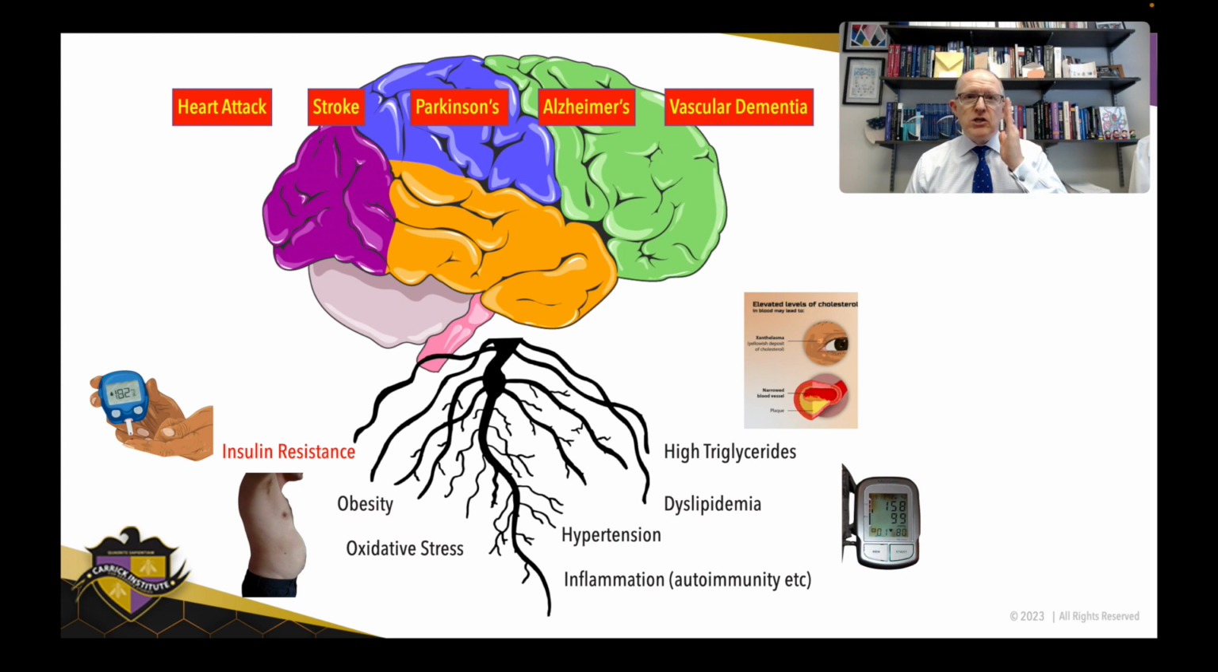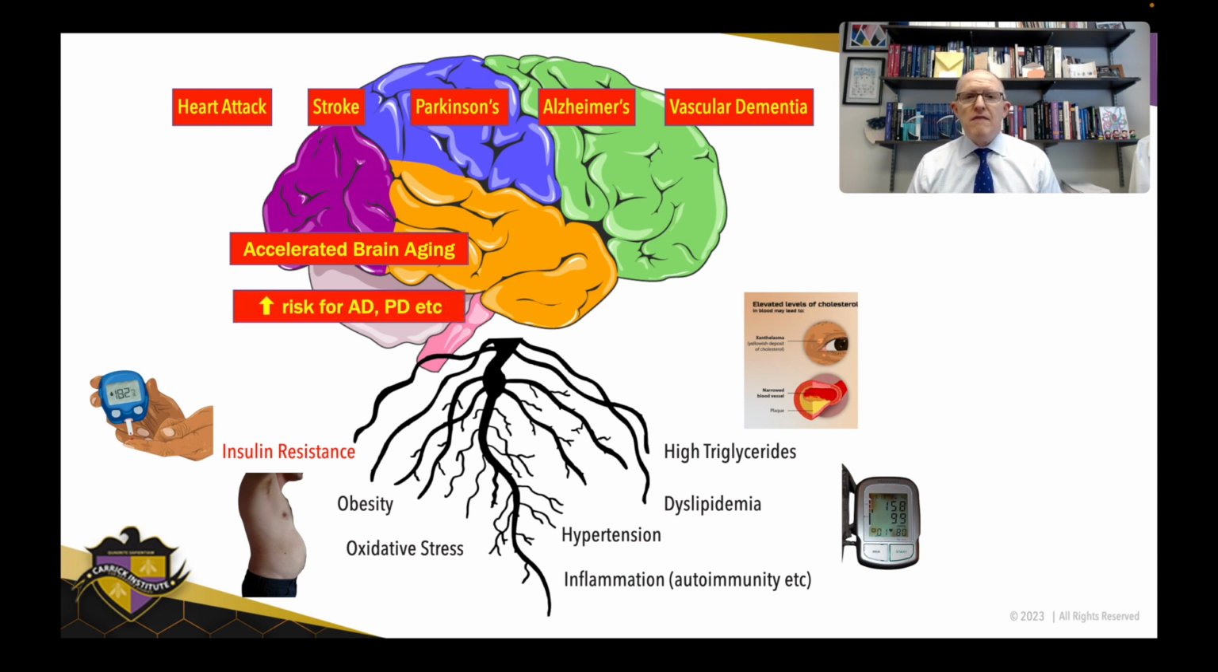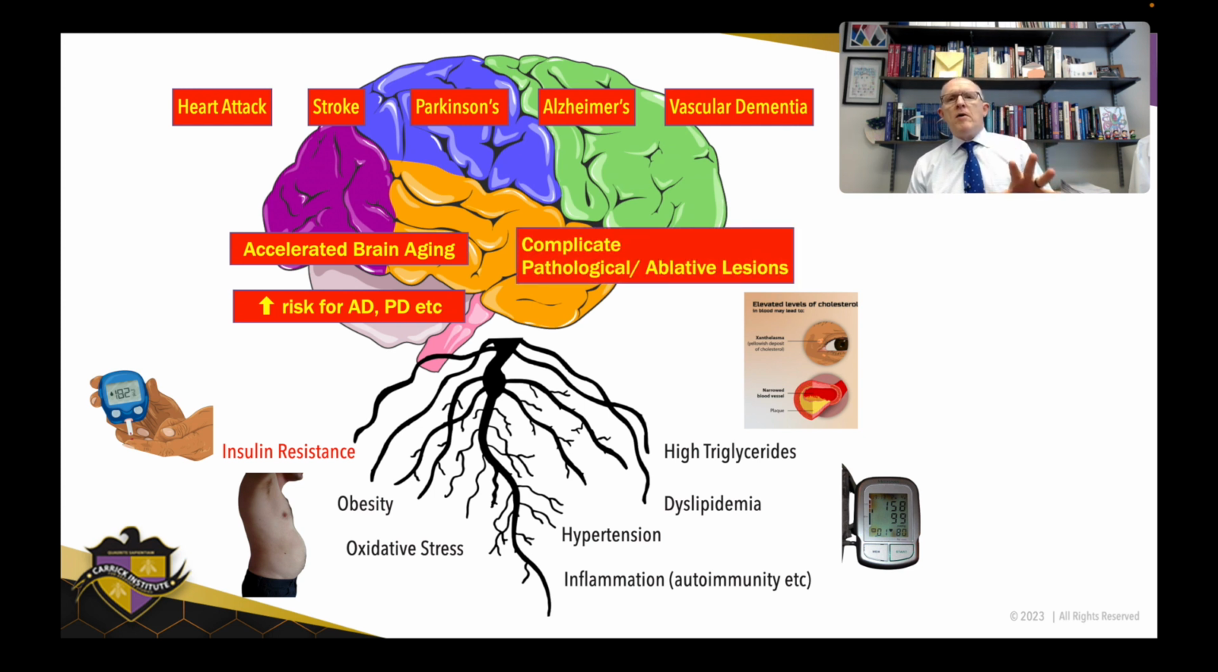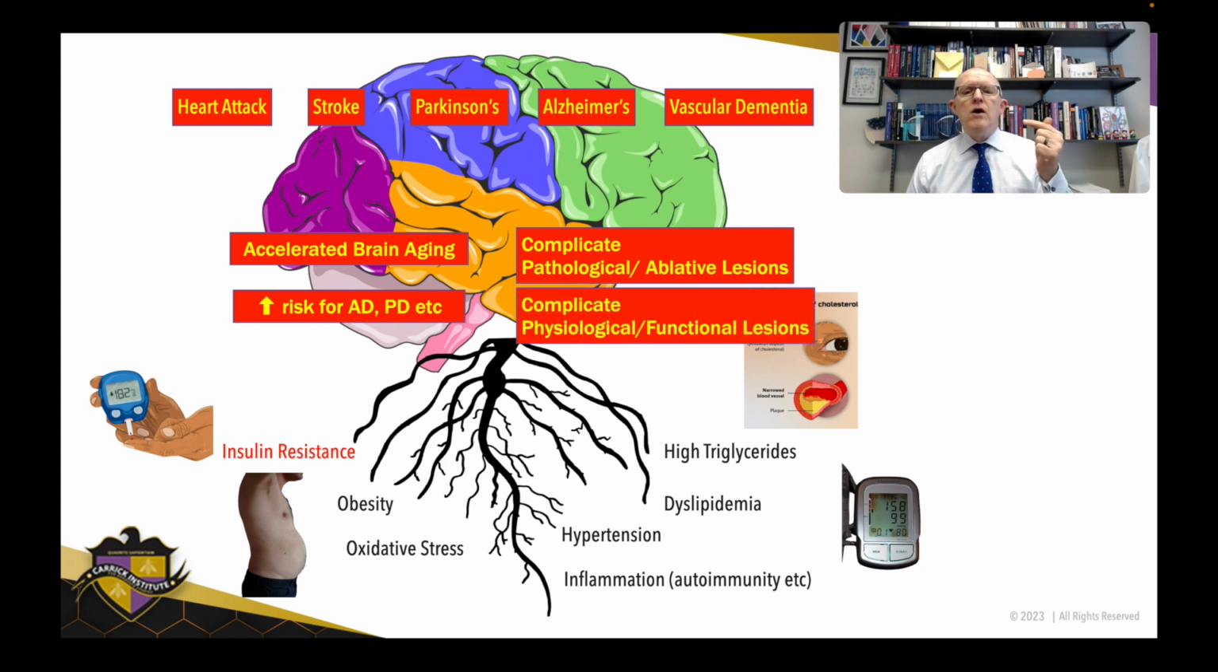For those of you thinking, I don't really want to see Parkinson's or Alzheimer's patients, that's fine, because these cardiometabolic problems also accelerate the brain aging of your patients already. They make their brains age faster and function worse. But here's the thing. These cardiometabolic problems, whether it's insulin resistance, hypertension, or oxidative stress, complicate pathological and ablative lesions like the one we're seeing here, but they also complicate and confound physiological functional lesions.